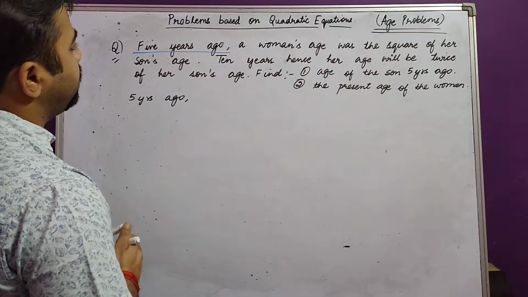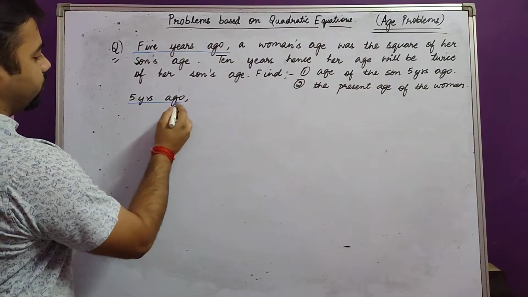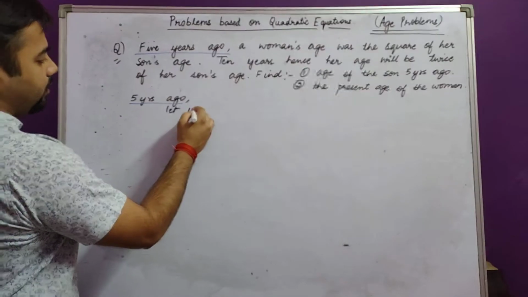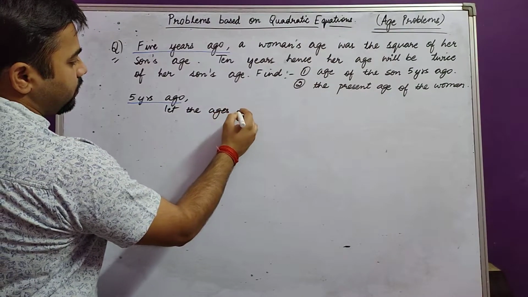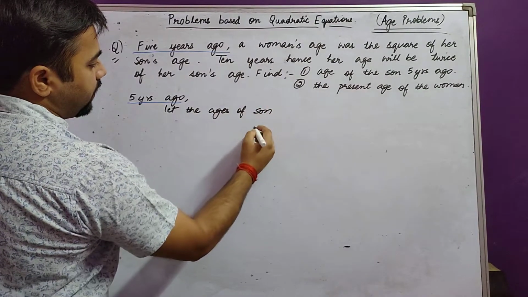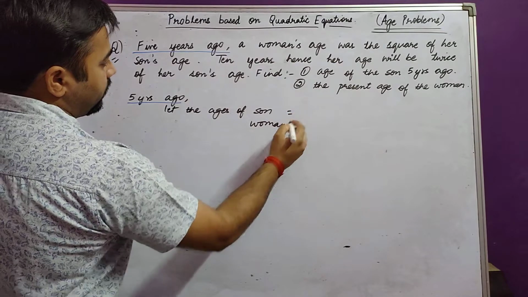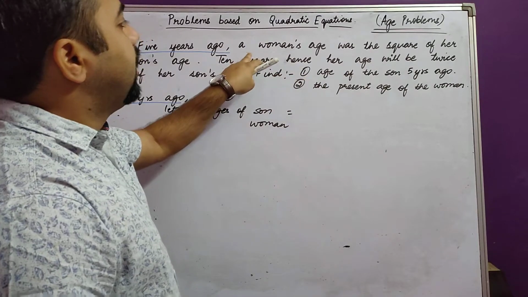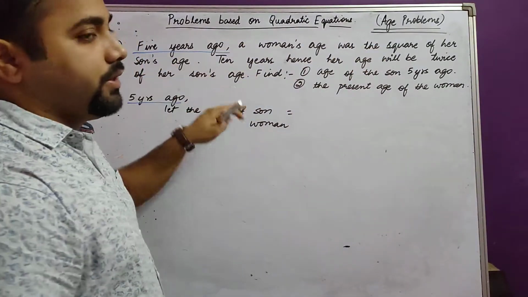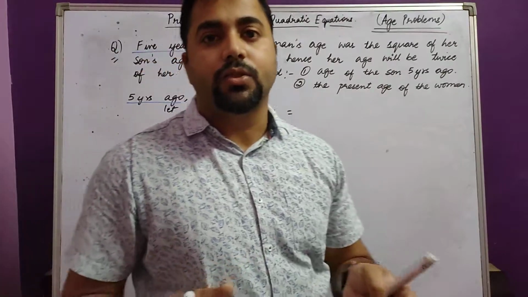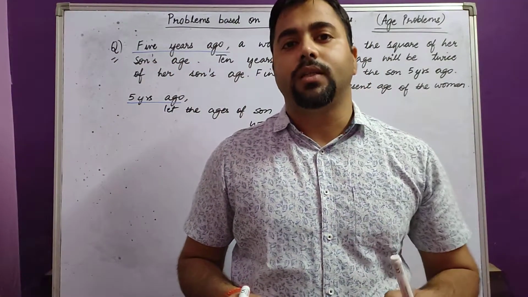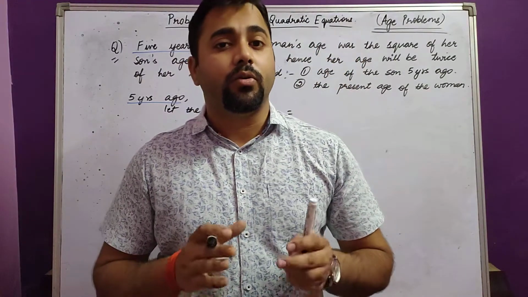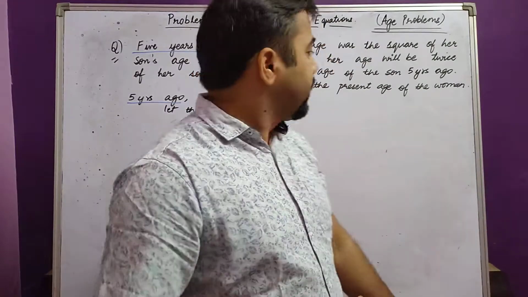5 years ago. Let us see how we are going to do it. Let the ages of son and woman be... The question says a woman's age was the square of a son's age. Whenever these types of questions come with the ages problem, always assume the smaller one as x. Here the son will always be the smaller with respect to the woman, and therefore we are going to take the son's age as x.